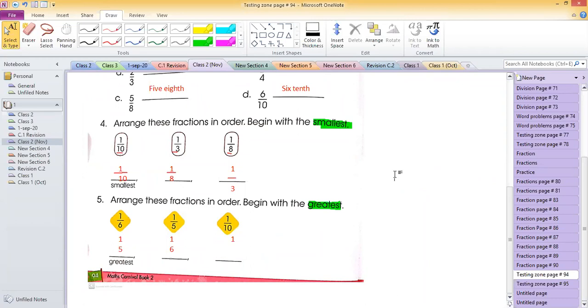Guys, I am going to make a fraction sign. This is the fraction slash. Is there any problem, guys?